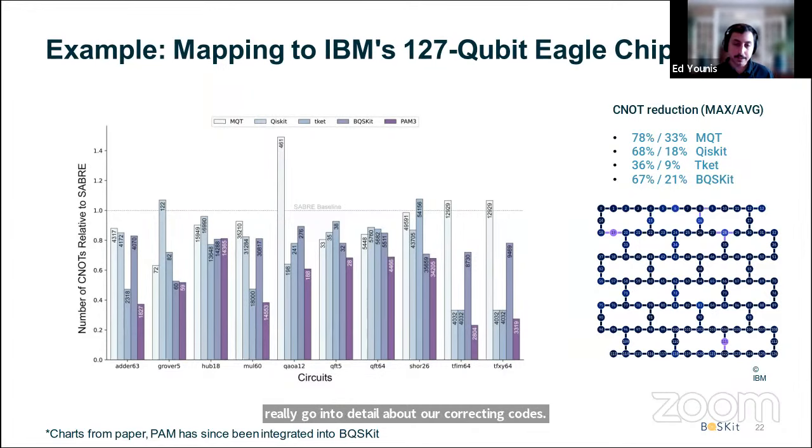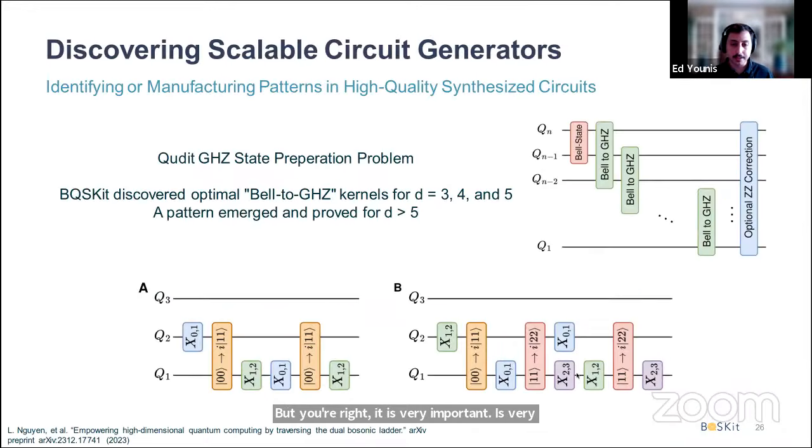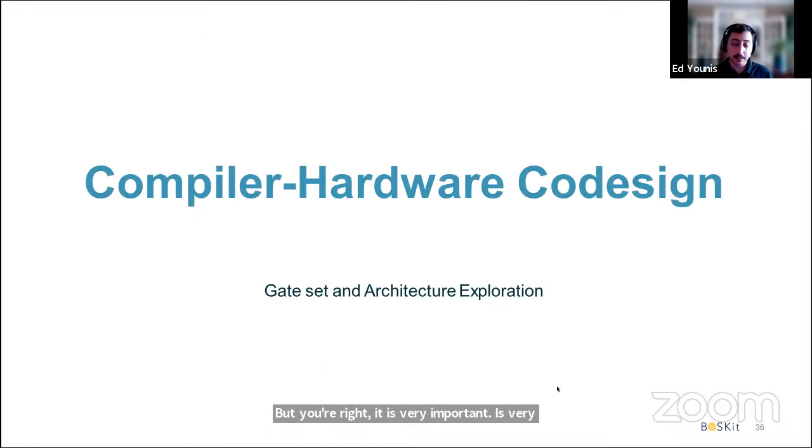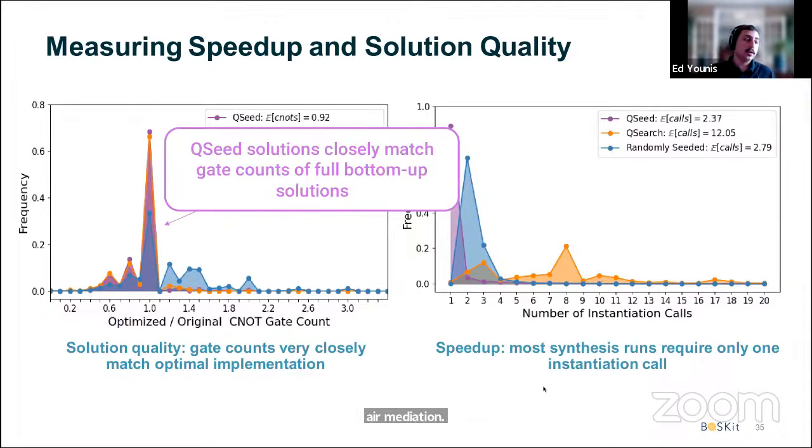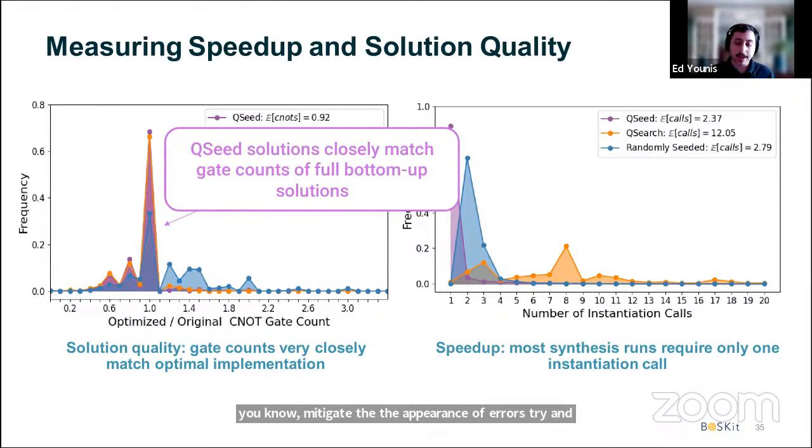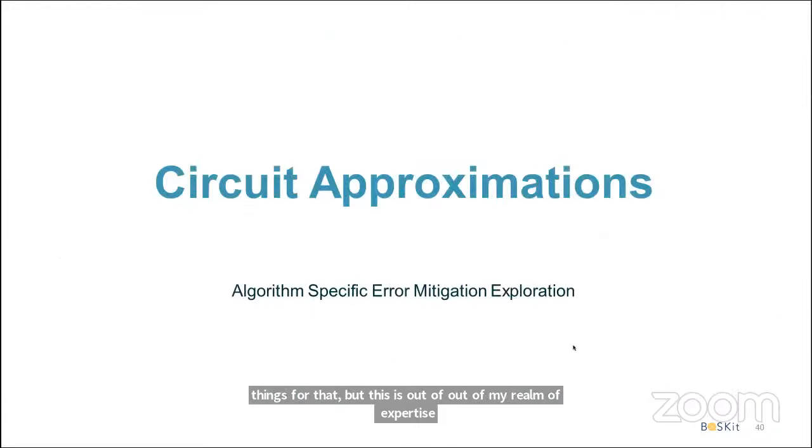So error correcting is slightly different than error mitigation. Error mitigation is more along the lines of how can we mitigate the appearance of errors, try and produce shorter circuits, maybe you do some averaging or something along the lines that we just talked about, such that you can reduce the impact of errors or not make them come up. Error correcting is a completely different thing where you detect the errors and then you correct them. There's all sorts of different methods for that, but this is out of my realm of expertise. Thank you so much. I do appreciate your presentation.